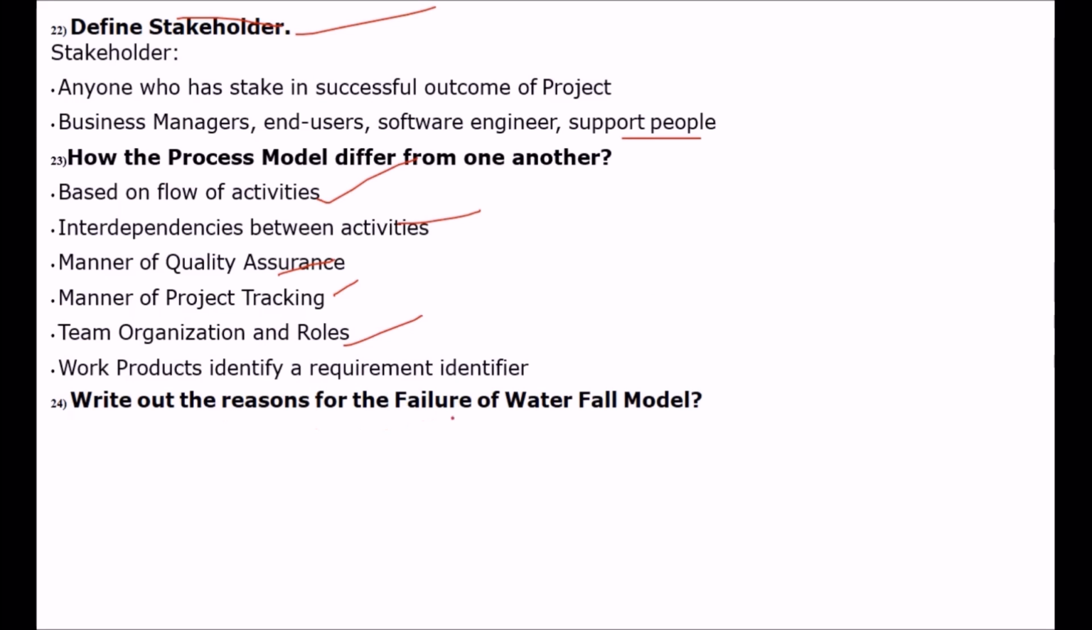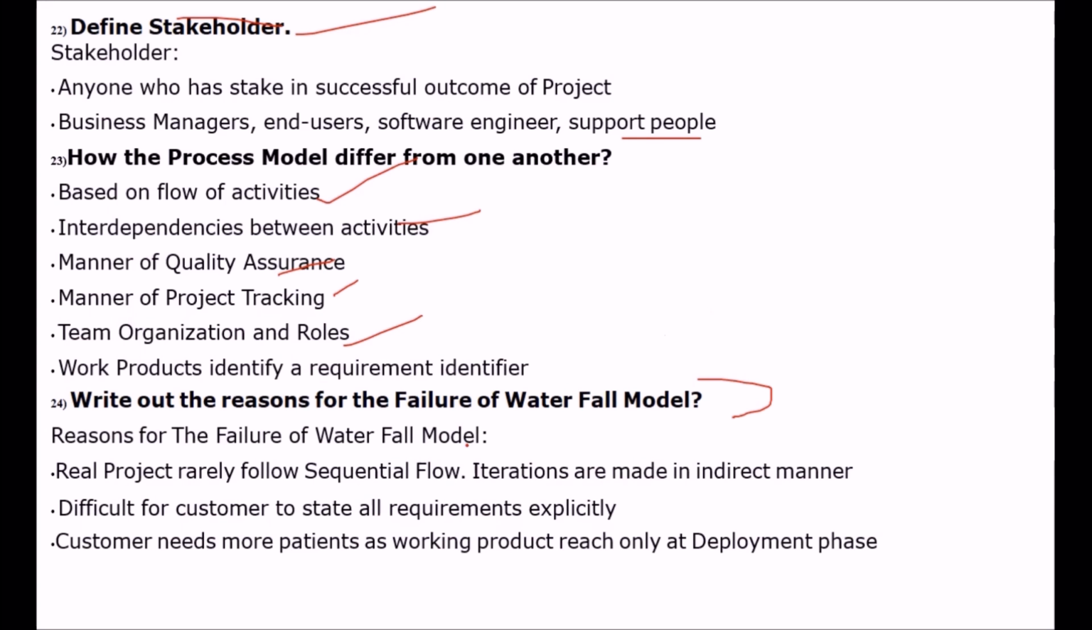So write out the reasons for the failure of the waterfall model. Well, this is a harsh question actually. The waterfall model is still used, and it is a very good model, and all the models are based on the waterfall model only. But if somebody asks why the waterfall model failed, you need to give an answer. The reason is that real projects rarely follow a sequential flow. Iterations are made in an indirect manner.